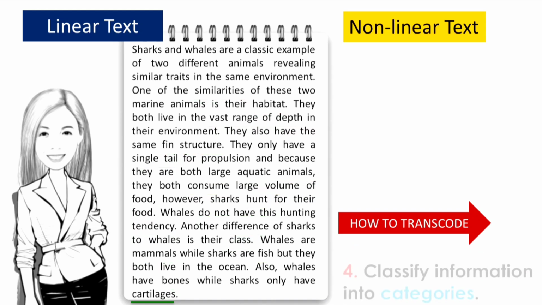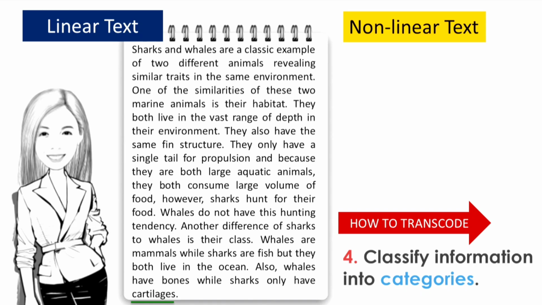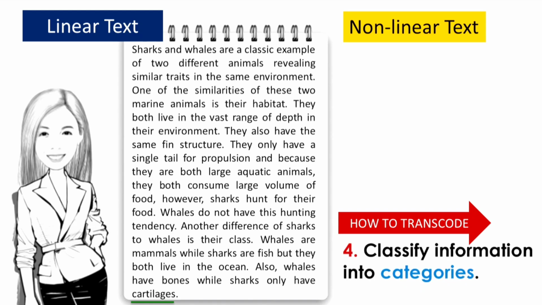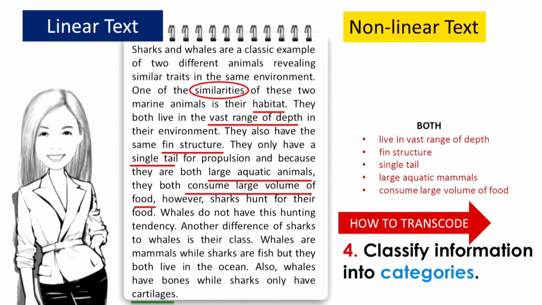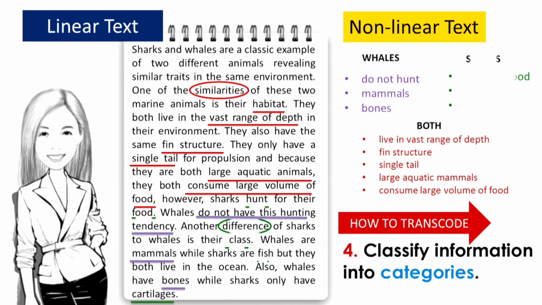Fourth step, classify information into categories. In this linear text, we can see that sharks and whales have similarities. They also have differences.